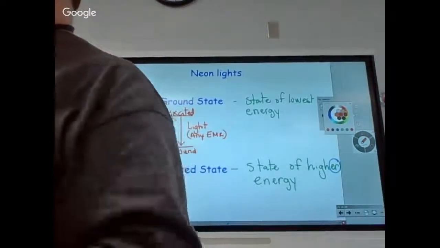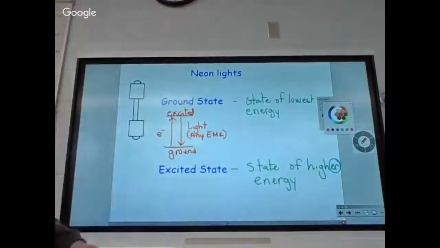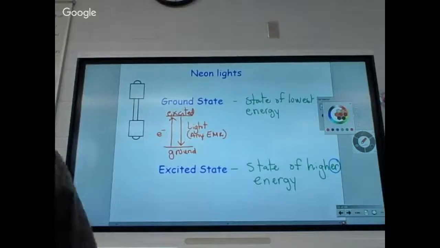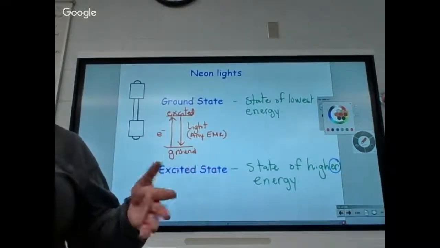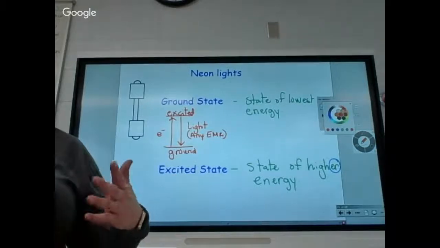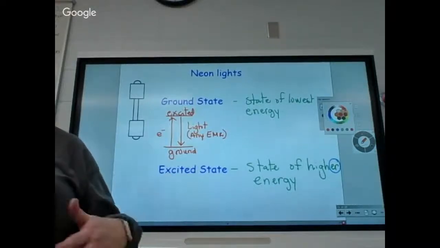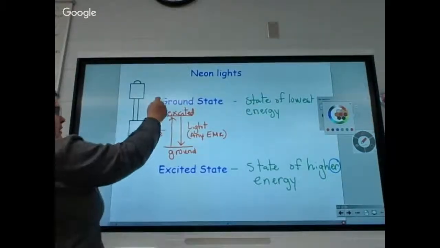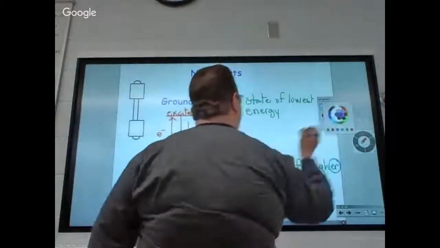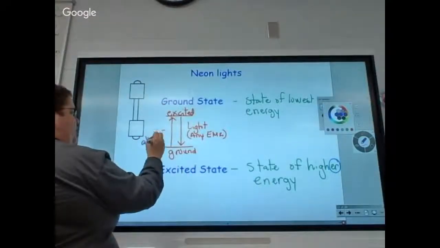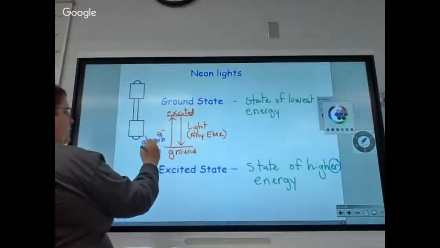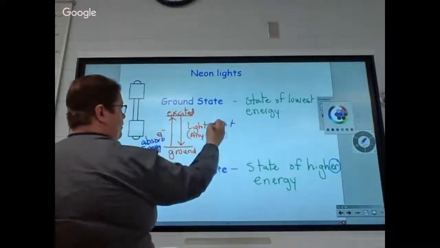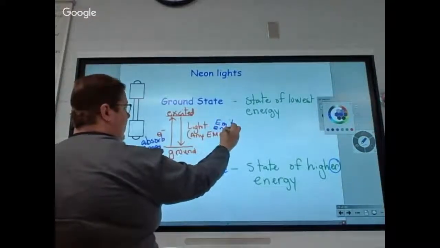So when I turn this on, these electrons are in the ground state, but they're not going to stay in the ground state. They're going to continuously loop between the two. So any neon sign that you see any place in town, maybe you have some at your house, they continuously loop between the ground state and the excited state. So those electrons do this automatically. We don't control that. So they go from the ground state to the excited state. Now, when they go from the ground to the excited state, they absorb energy. And when they come down, they emit energy or emit light.